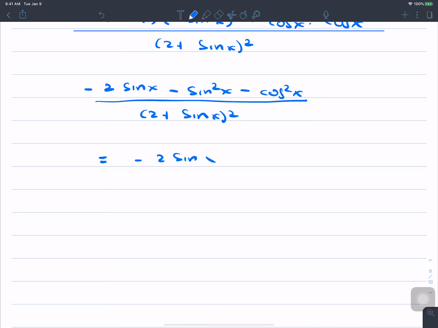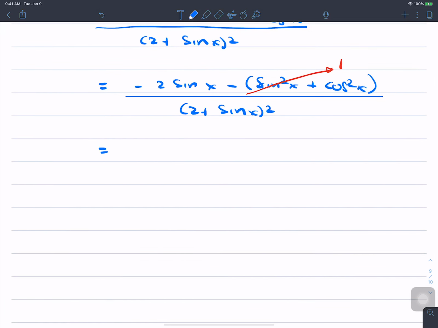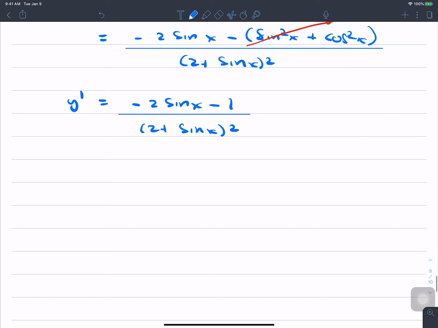Negative 2 sine x minus, in parentheses, sine squared x plus cosine squared x, over 2 plus sine x squared. And then this value here we know is 1. So we get minus 2 sine x minus 1 over 2 plus sine x squared. So here's our derivative, ladies and gentlemen, our m tangent.